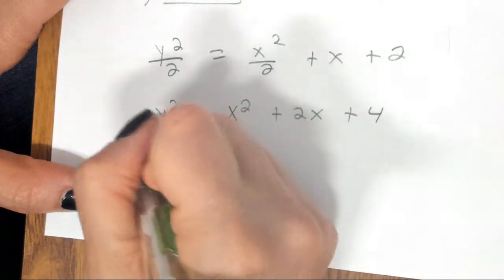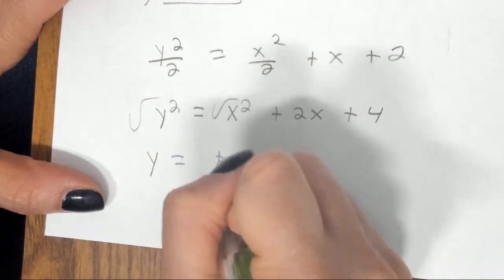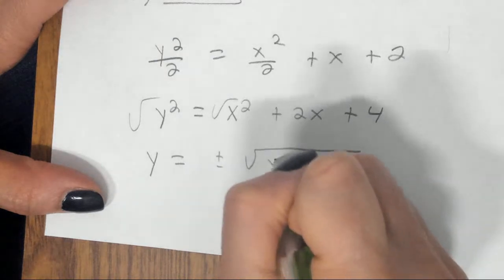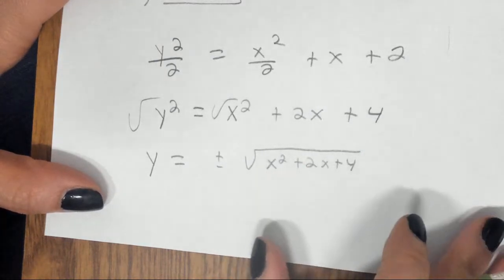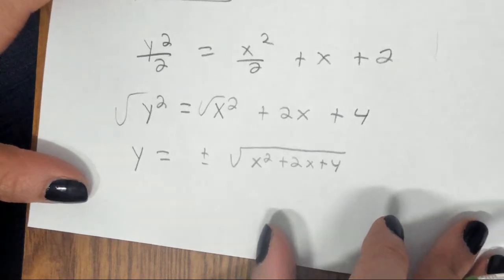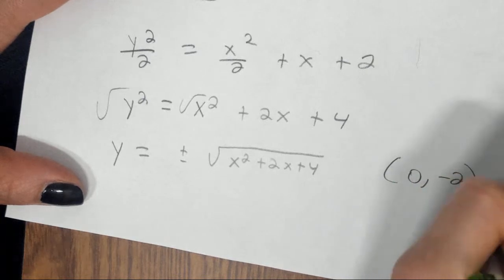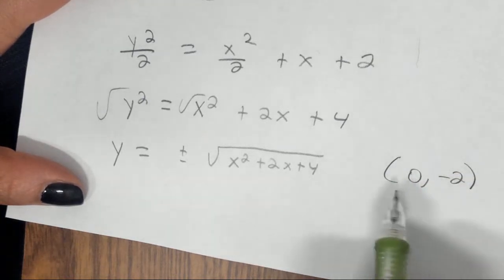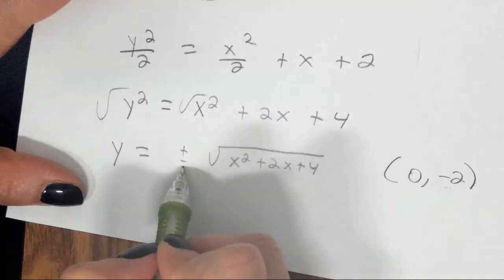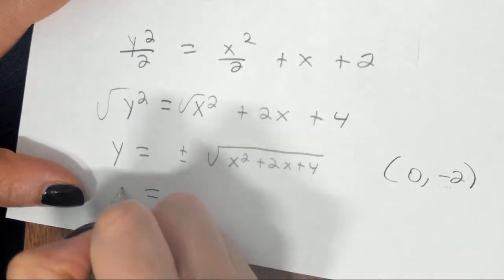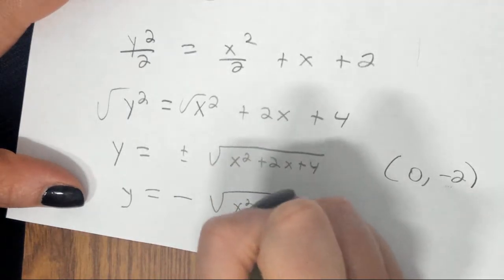And now I need to take the square root. y equals plus or minus the square root of x squared plus 2x plus 4. However, again, we're looking for the solution at the point 0, negative 2. So notice y is a negative number. Therefore, I'm only looking for the negative of this.